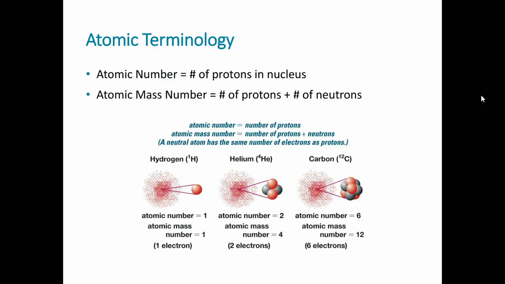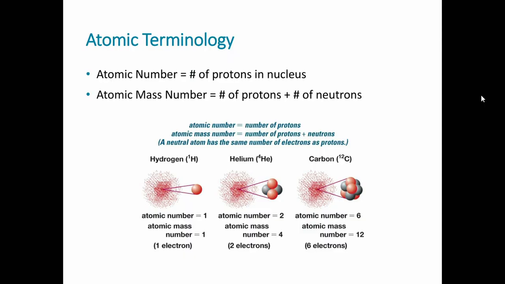There's some important numbers that will make talking about different atoms easier to do. The atomic number is the number of protons inside of a nucleus. So hydrogen has 1, helium has 2. That corresponds to its number on the periodic table. The atomic mass number is the number of protons plus the number of neutrons. So this hydrogen is just a proton by itself, so it has an atomic mass number of 1. This helium has 2 protons and 2 neutrons, so it has a mass number of 4.